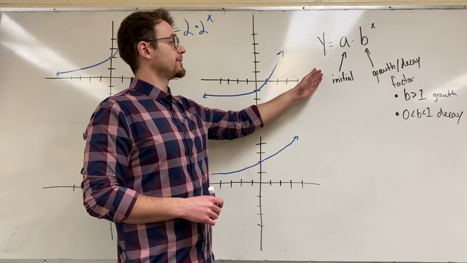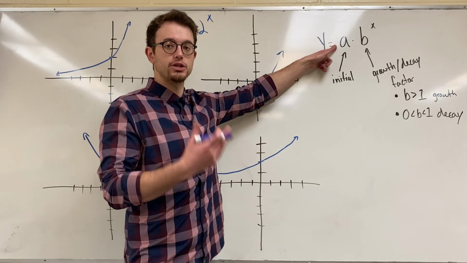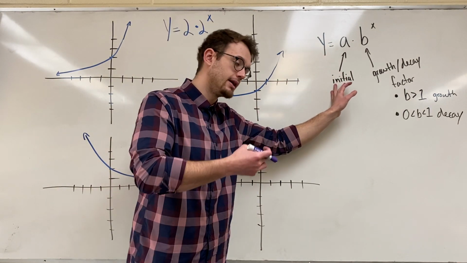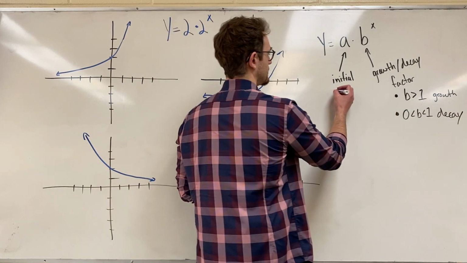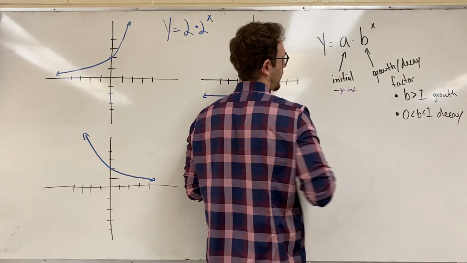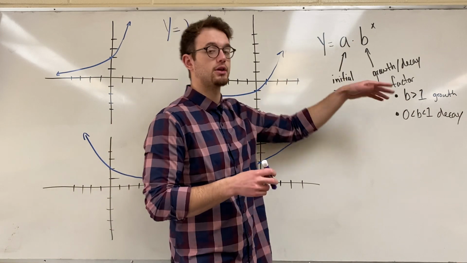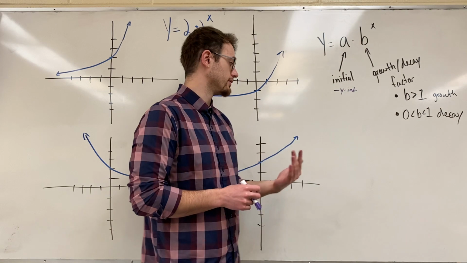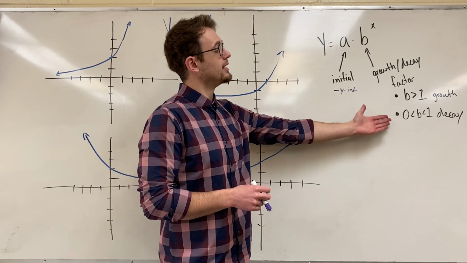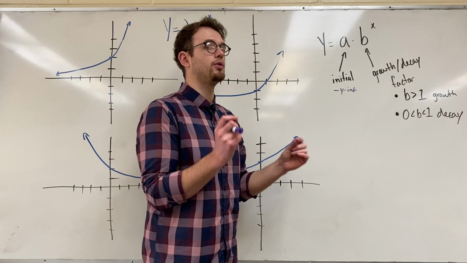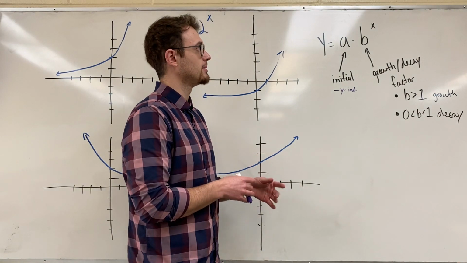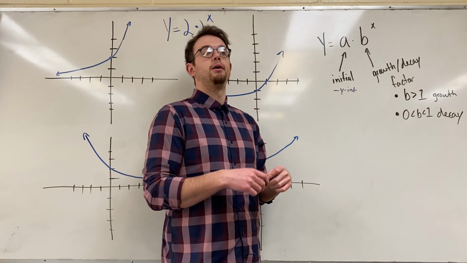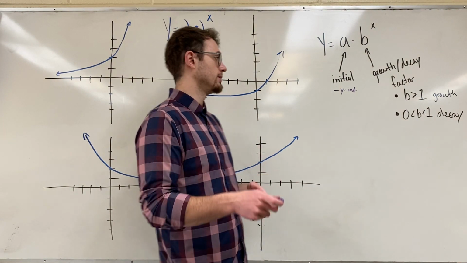So review from last video, A is the initial amount that you start with. It's the starting amount, or the y-intercept. B is going to be the growth or decay factor, and it's growth if B is greater than 1, and it's decay if it is between 0 and 1. So not if it's negative, but if it's between 0 and 1, 0.2, 1/4, 2/3, 0.666, between 0 and 1.